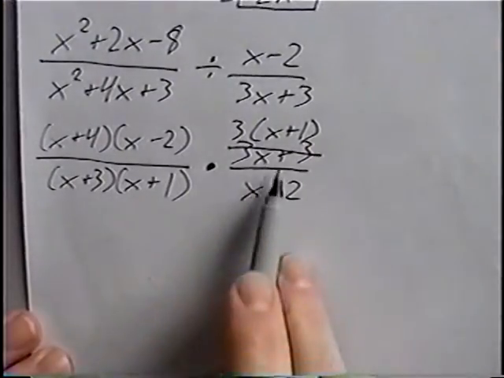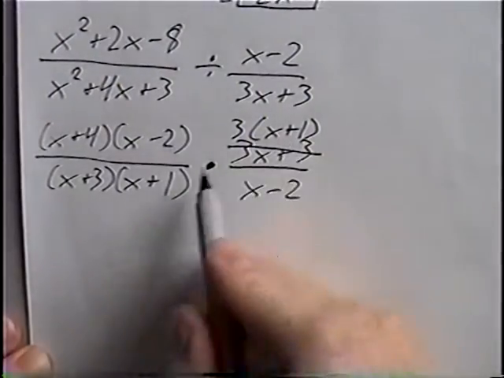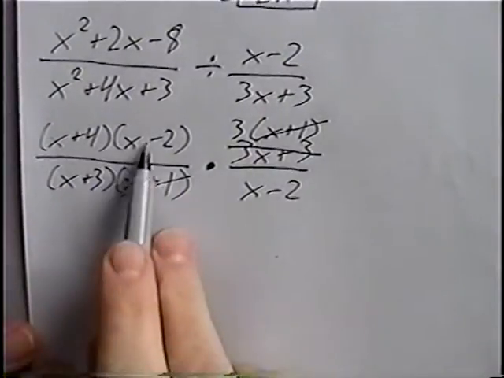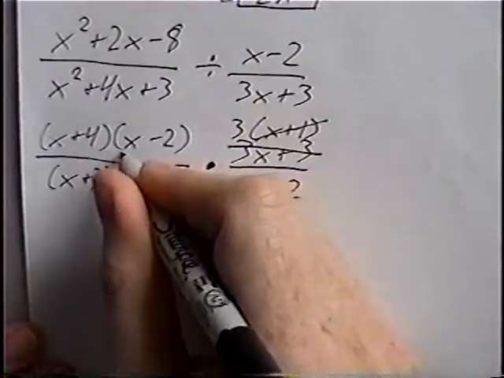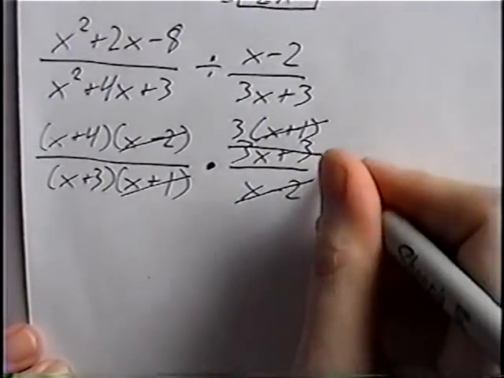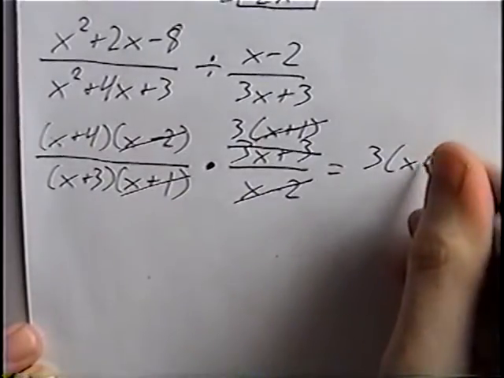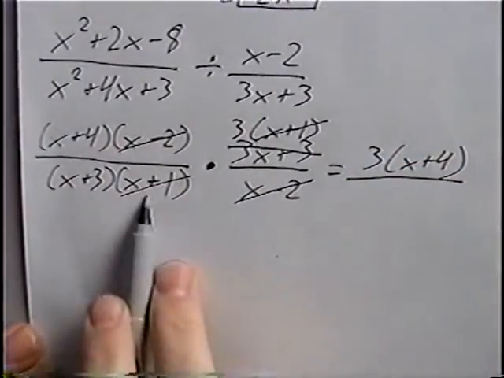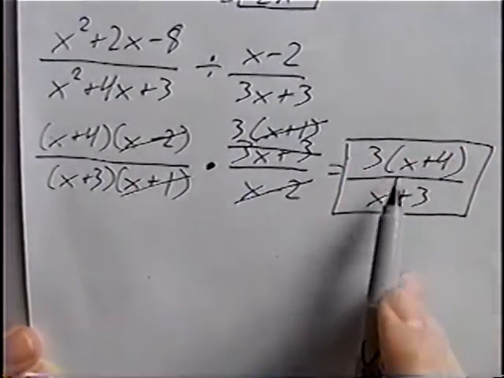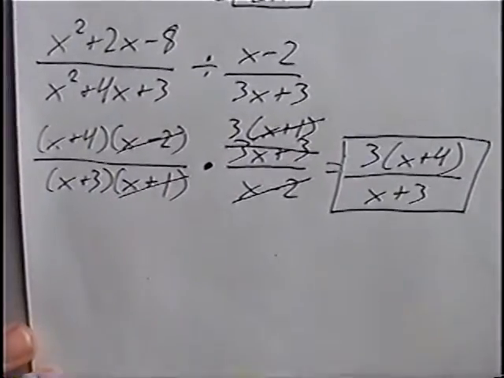From here, everything is in factored form, and you can cross cancel. For example, x plus 1 in the numerator, x plus 1 in the denominator. Checking to see if anything else cancels. You have x minus 2 in the numerator and x minus 2 in the denominator. Final answer again is what's left. You have a 3 in the numerator. Also have x plus 4. In the denominator, you have x plus 3. The x's here do not cancel. If it's in factored form, it has to be exactly the same. x plus 4 is different than x plus 3.